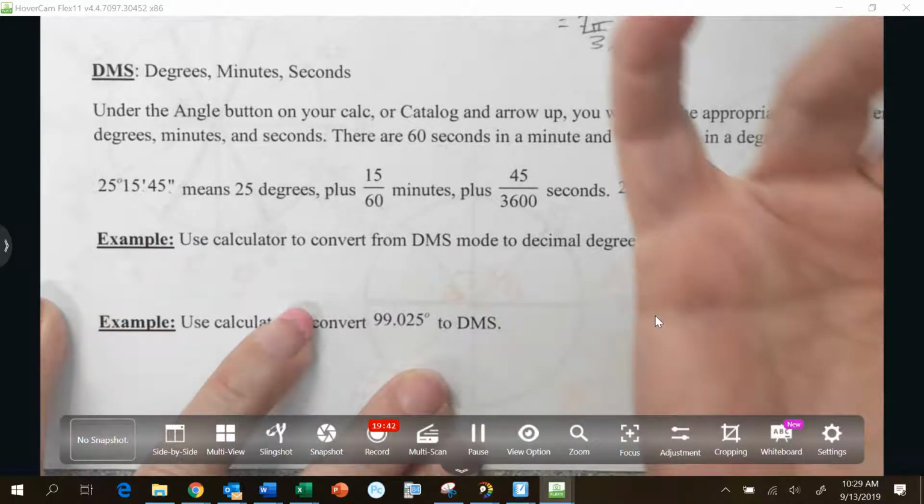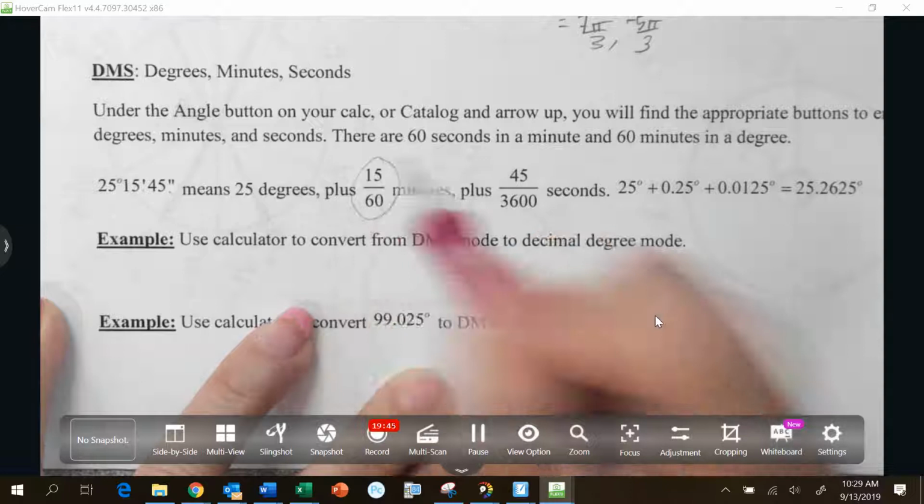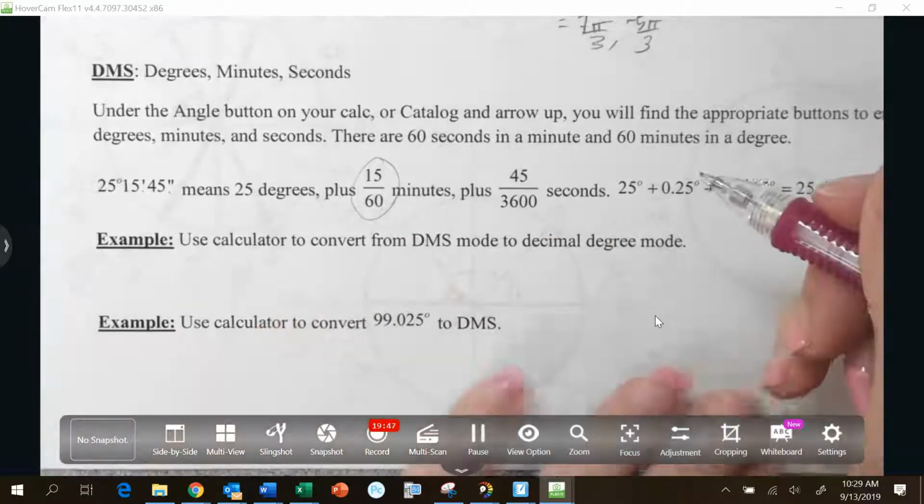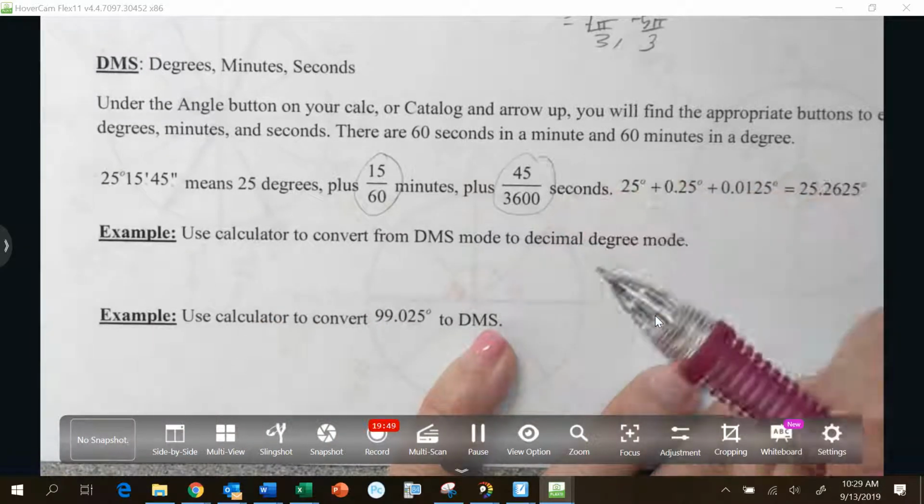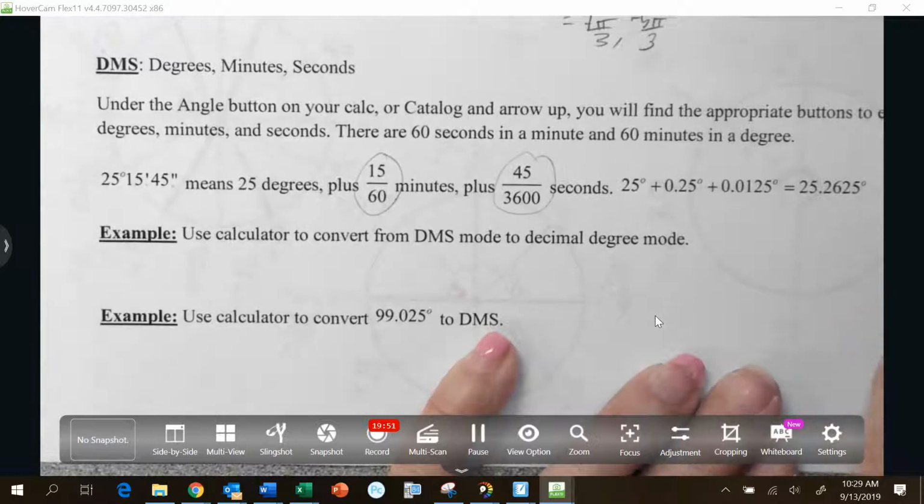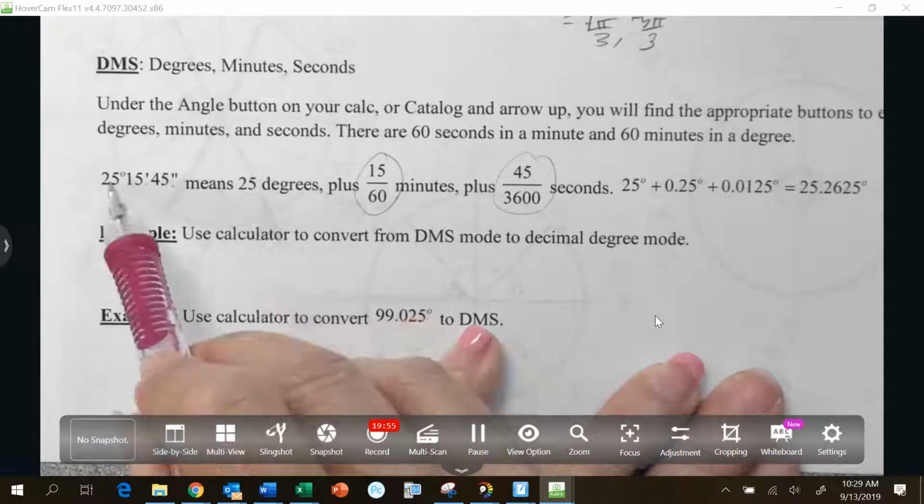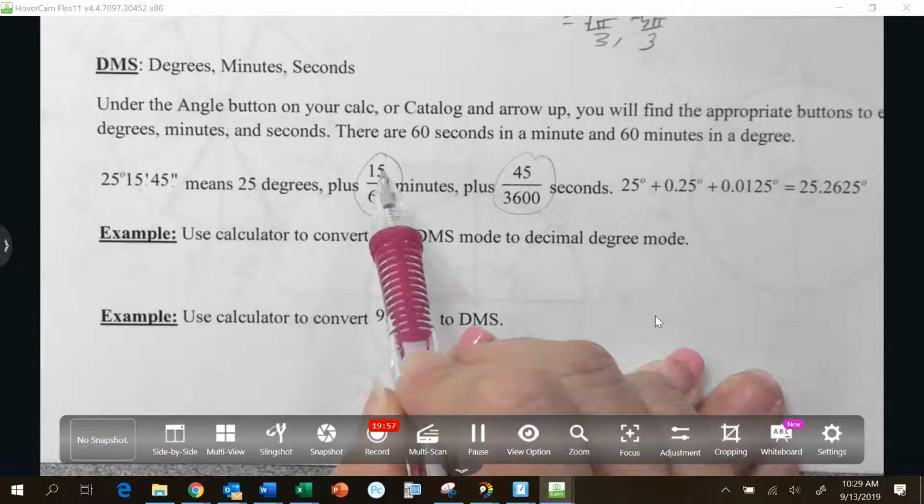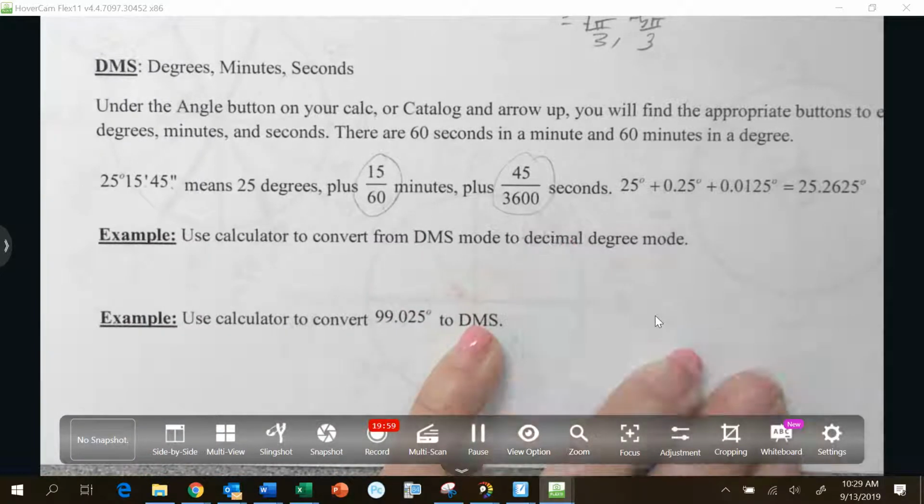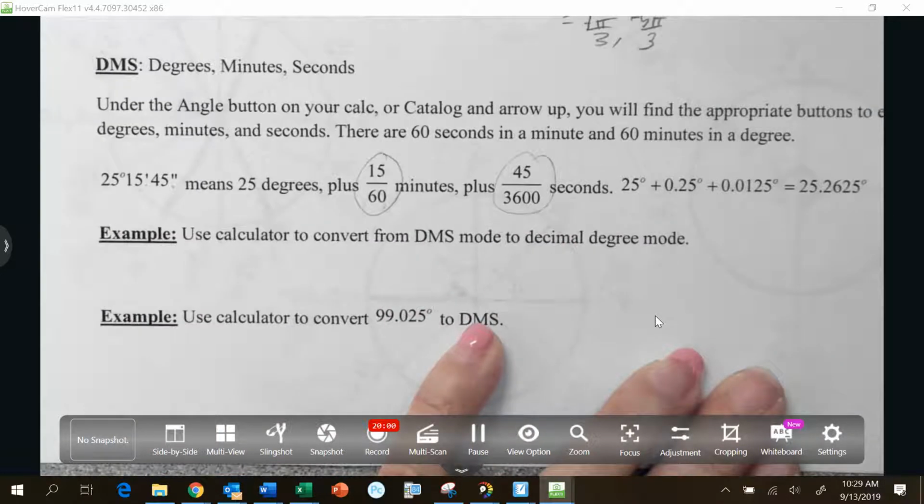To do this by hand, minutes is always a fraction of 60, and seconds is a fraction of 3,600. So to do this by hand, you would have to add together 25 degrees plus 15 sixtieths plus 45 3600ths. And then you'd find each decimal and add those together.